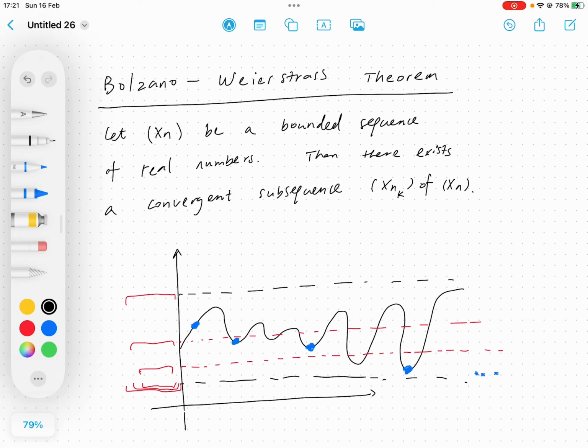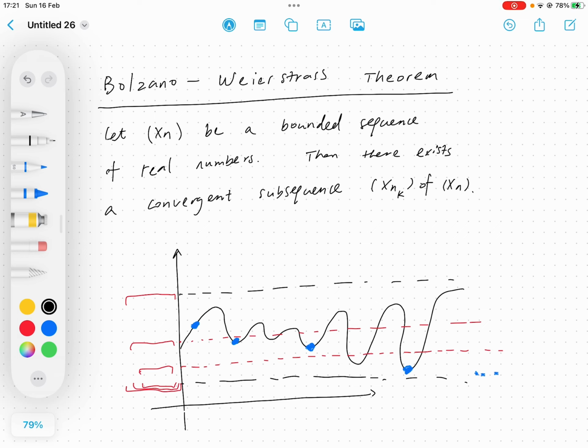Hi. So today in this video, we're going to talk about another theorem that we can obtain from the previous one that we discussed last time, the nested interval theorem. This is called the Bolzano-Weierstrass theorem. We're first going to have a look at this theorem, and later we're going to try to prove it based on the nested interval theorem that we discussed previously.